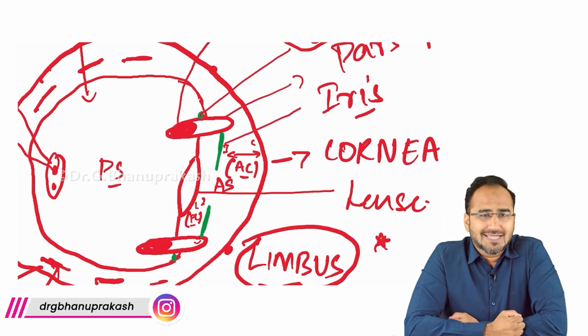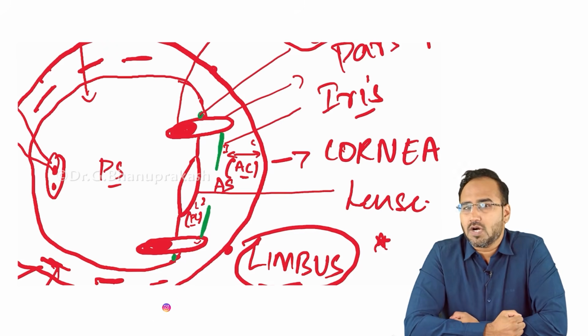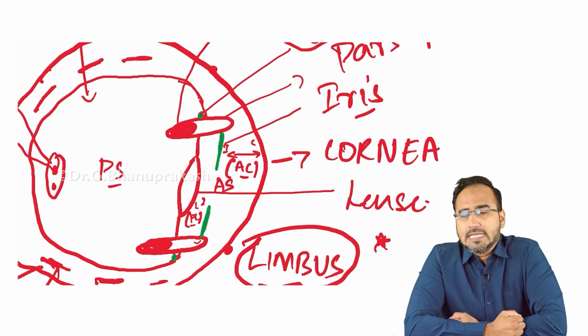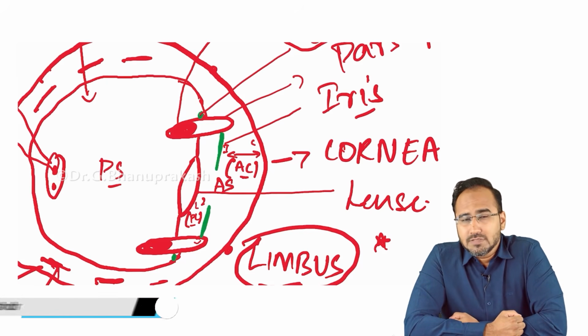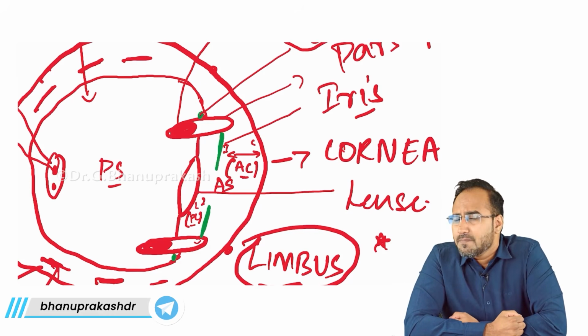Okay. Now guys, remember, more important than curvature is the thickness of the cornea. Guys, remember, if the cornea is more thick or more thin, then it leads to some pathologies and some problems.